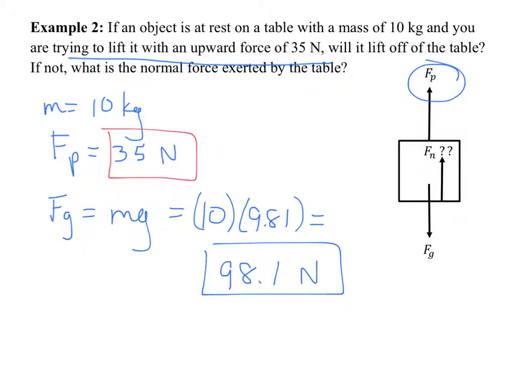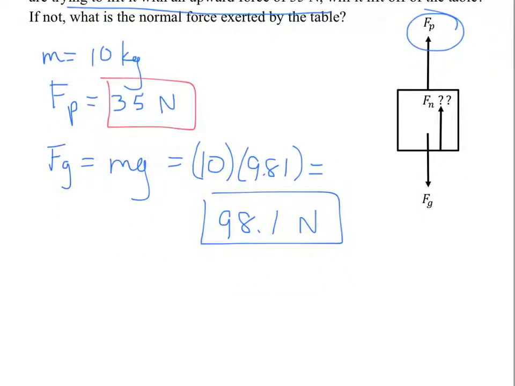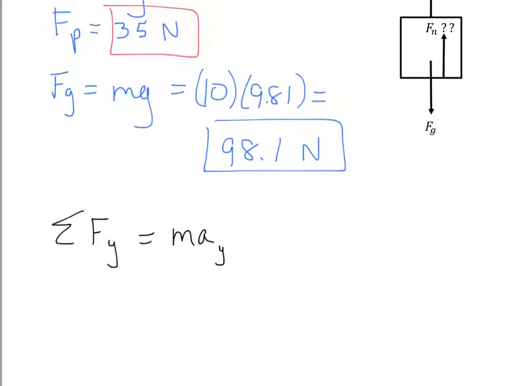So what we do is the following. For this next part, to find out the normal force, we look at our free body diagram and we say the sum of the forces in the y direction equals ma. Again, Newton's law, sum of the forces equals ma. I'm specifically looking in the y direction.